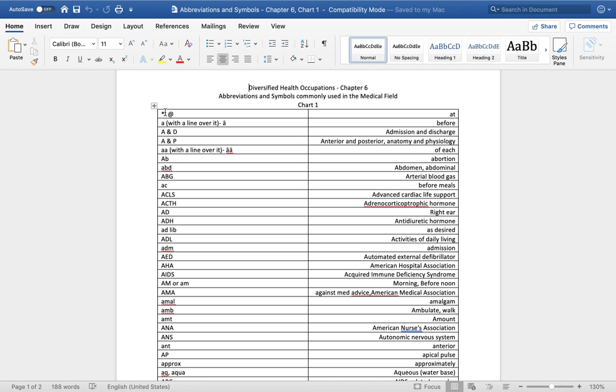ABD, this is abdomen or abdominal. Your abdominal region is below your diaphragm, so below your rib cage, and above the bottom of your pelvis. So that's your abdominal region. That can be split into quadrants. It can be split into 9 different sections.